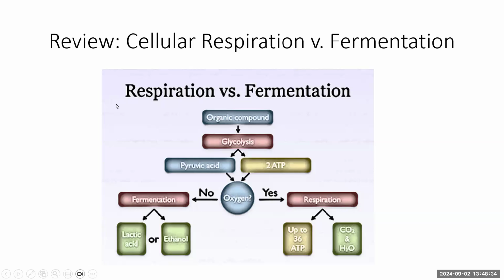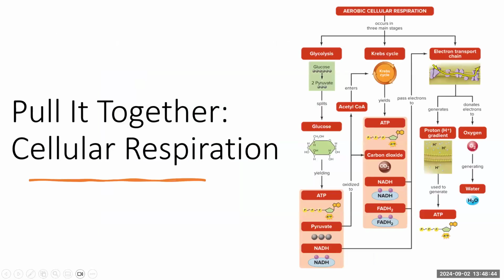So take a moment and review the differences between cellular respiration and fermentation, where each occurs in the cell, and the net ATP usage. Let me pull this all together and go through this review with you, just because this video is so short. Aerobic cellular respiration occurs in 3 main phases. The first phase was glycolysis, where we start with a 6-carbon sugar, glucose, and end up with 2 3-carbon pyruvates.